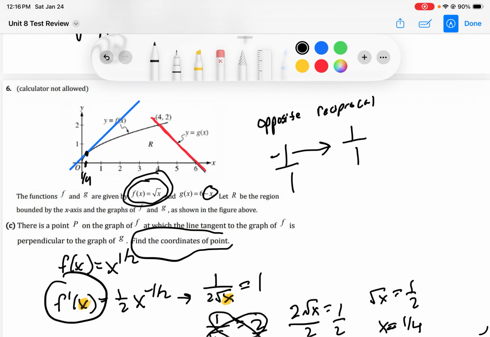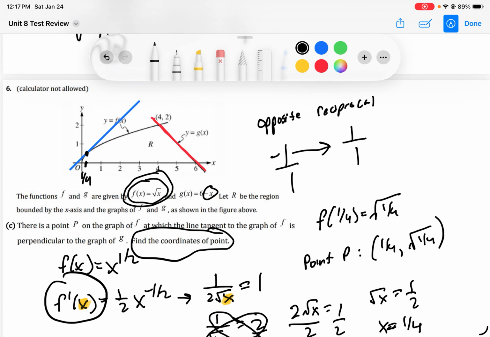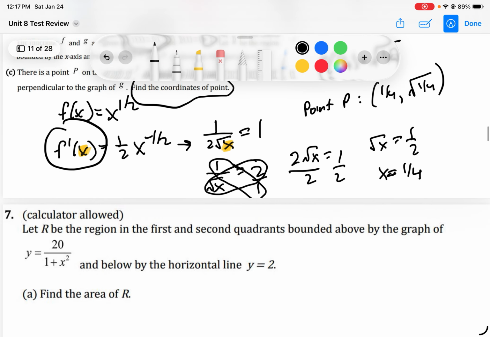Find the coordinate of the point. So I have the x. To find the y, f of 1/4 is equal to the square root of 1/4. And that's technically right. So the coordinates of point P, just labeling what I have, are 1/4 and then square root of 1/4, which is 1/2, right? I could have left that as square root of 1/4. I should probably do that just to make sure we didn't make a mistake. Square root of 1/4. There we go. All right, that's it for that one.